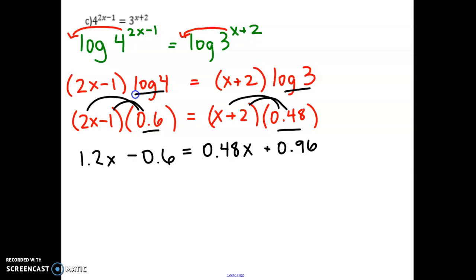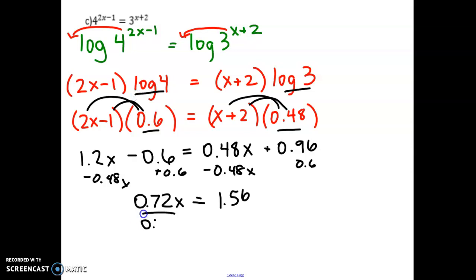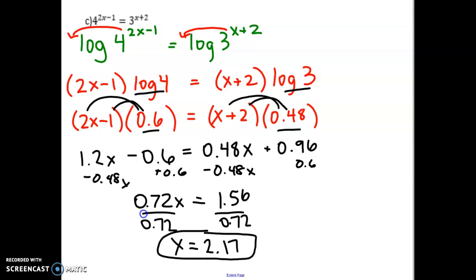And again, this is now just linear, so we're going to combine our x's on one side and our numbers on the other. So I'm going to subtract the 0.48x, and then I'm going to add that 0.6 over to be with the 0.96. Good, then we're just going to divide out that 0.72. So we'll end up with x equals approximately 2.17. Again, that's approximate, it is an estimate, but if you check, it will work approximately.